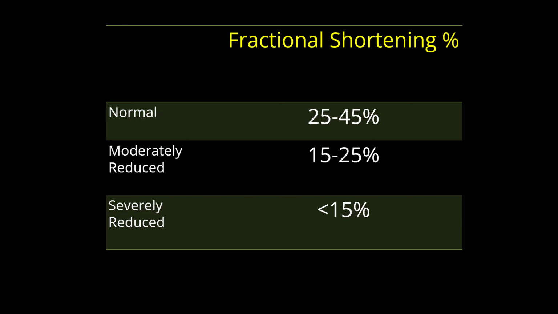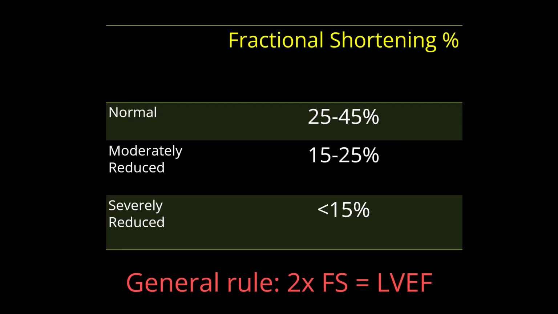And notice that this is not the same as ejection fraction, but there is a nice rule of thumb that 2 times the fractional shortening is about the ejection fraction. So if we say a normal fractional shortening is over 25%, that's equal to about an ejection fraction of 50%. And the same with severely reduced. A severely reduced ejection fraction is about 30%, so that's about a 15% fractional shortening as seen here.